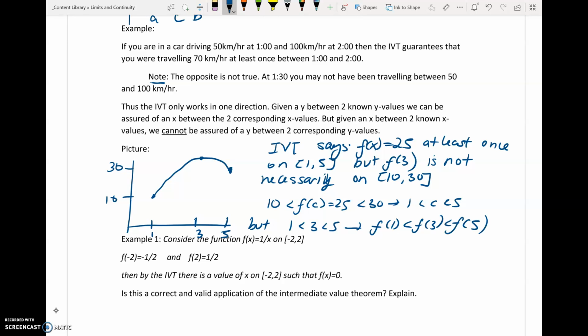Because look, f of 3 is actually larger than 30, because this would have been 10, and this would have been 30. We can't say that because we know 3 sits between 1 and 5, that our y value is going to sit between 10 and 30, because it doesn't in this picture. We actually have a y value larger than 30 here. So we can't go the other direction where we're using our x values to determine our y values. You can only go from the y values to determine your x values.